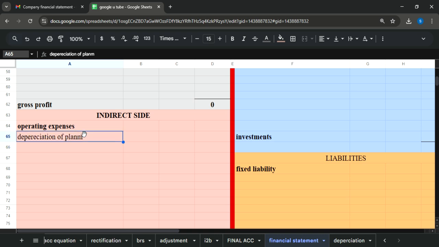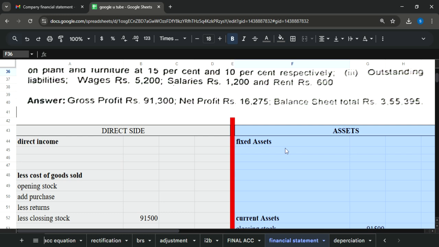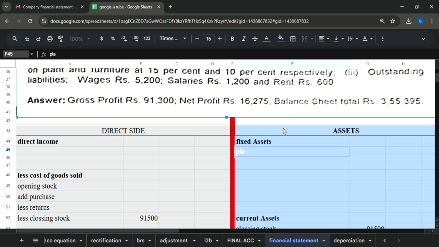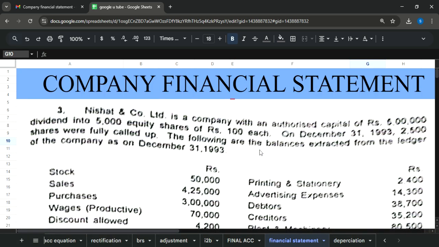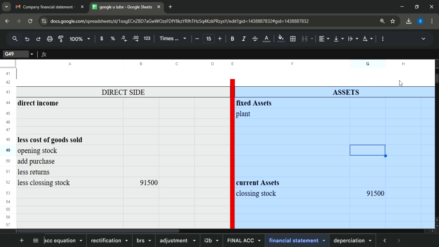Now to calculate this depreciation, obviously first we will go to the fixed asset side, and there we will mention the actual amount of plant as our first step. Here, let's search where plant is written. No, not present over here. Okay, yes, we have got plant and machinery, that is 80,500. That would be written in front of it.